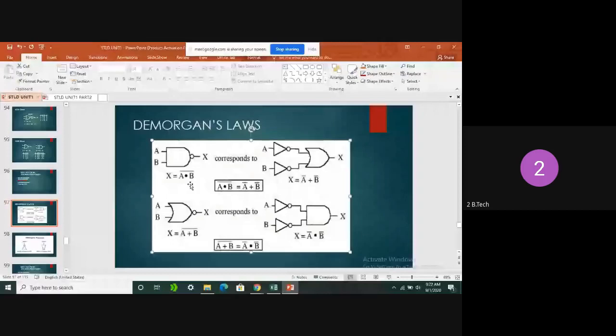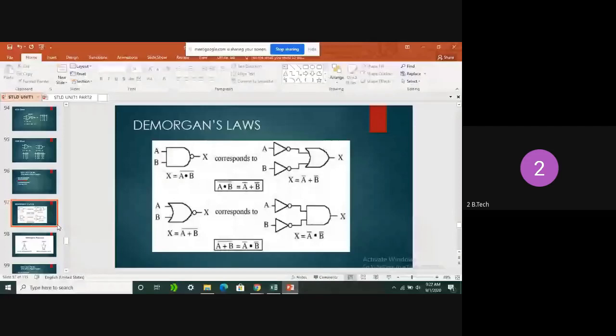So these are the two De Morgan laws. At the end of the session, I am going to give proof for these two laws. Not only for this one, we will see different Boolean laws or Boolean properties associated. We can discuss every Boolean property.